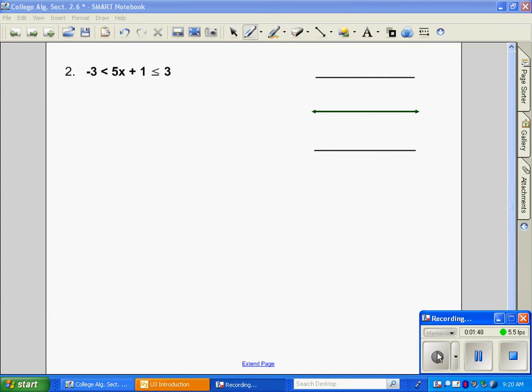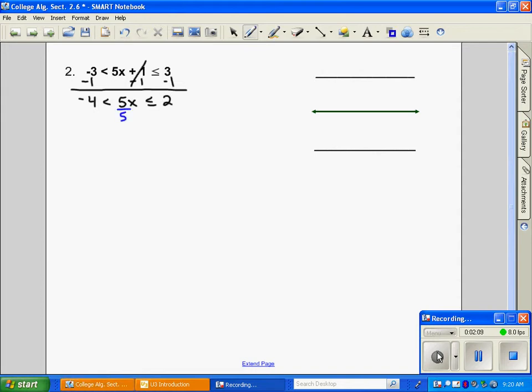This next problem is a compound inequality, and I want to solve this middle. I want to get x by itself, so first I need to subtract 1. But whatever you do, you have to do on both sides since it's compound. So I have negative 4 is less than 5x. It's less than or equal to 2. Now I still want to get x by itself, so I need to divide everything by a 5. Whatever I do to the middle, I have to do to both sides so that it's consistent. So I get negative 4/5 is less than x, which is less than or equal to 2/5.